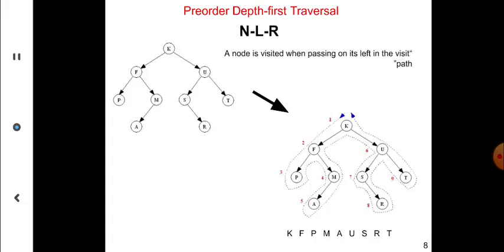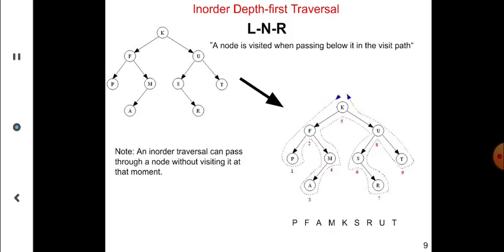Alright, so a node is visited when passing on its left in the visit path. Now, in in-order depth traversal, we say in-order, that means we go left, then node, then right. So what happens in the left?